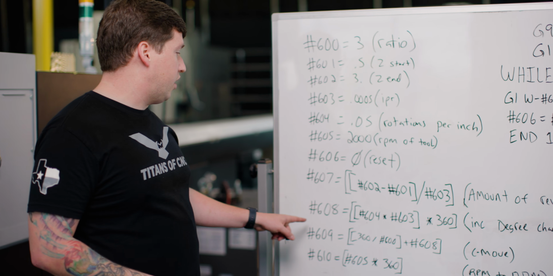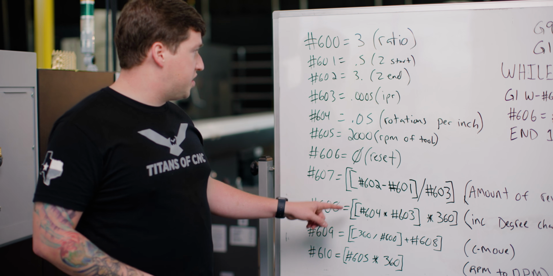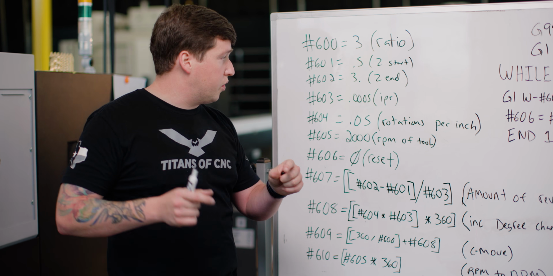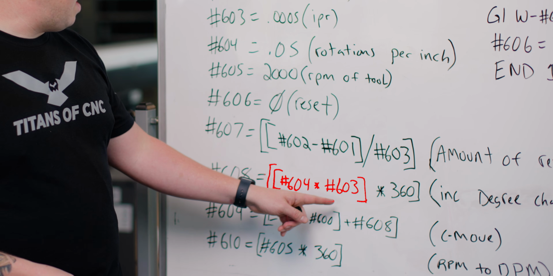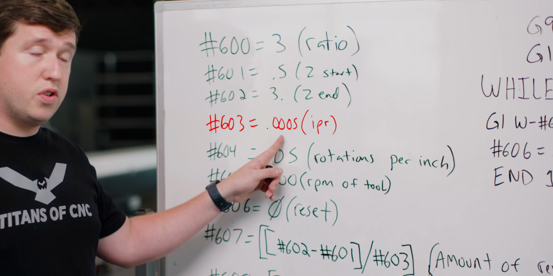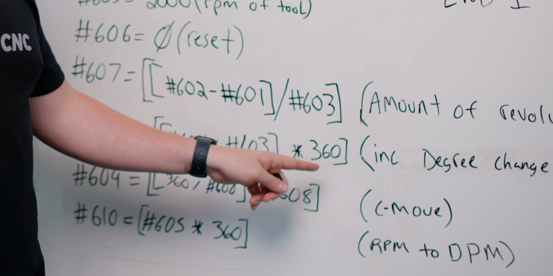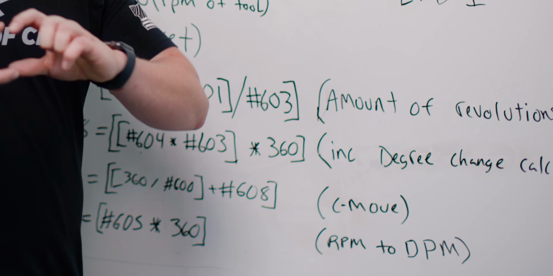So if we go over here to #608, you can see I took my rotations per inch, so over an inch how much the spline will rotate. I then multiplied it by #603, which is our inches per revolution, and then I times that by 360. That will be the incremental degree change per revolution.